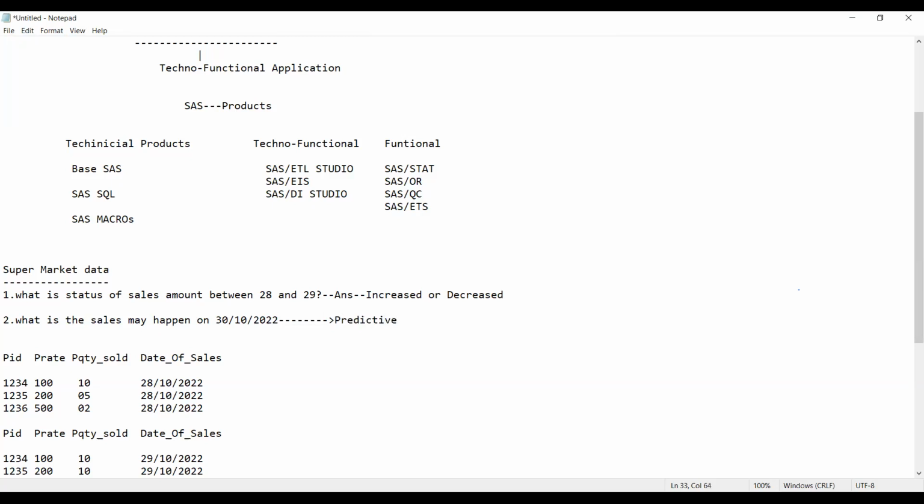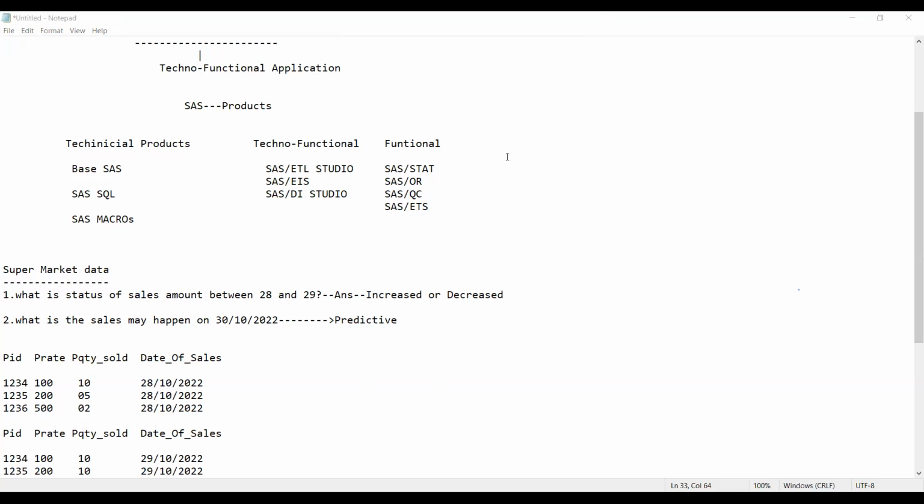Whenever you want to anticipate the future based on the current data, that means we have to predict. It is called predictive analysis. Everyone, predictive analysis. So now, guys, here we have to perform the same.